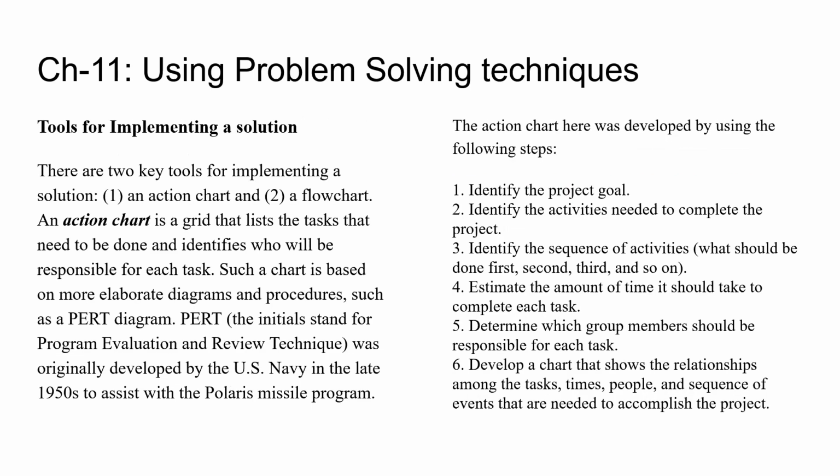And then tools for implementing a solution. There are two key tools for implementing a solution. You've got an action chart and a flow chart. An action chart is a grid that lists the tasks that need to be done. Tasks 1, 2, 3, 4, 5, 6, 7, 8. Right? Action chart, and then it defines who.